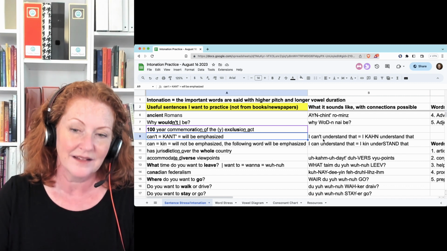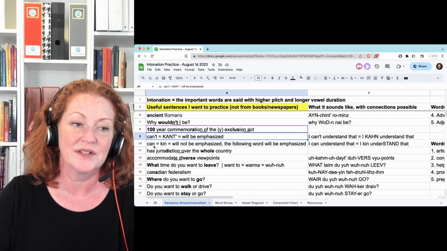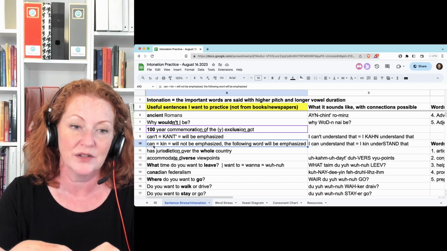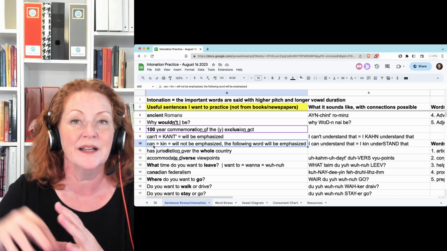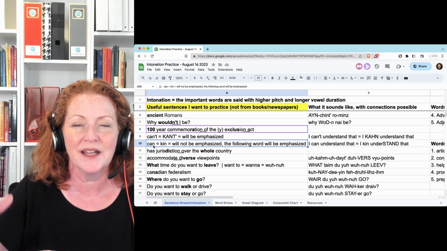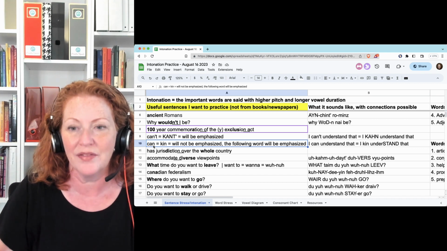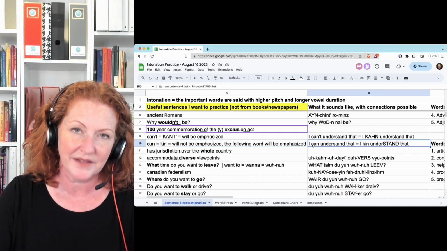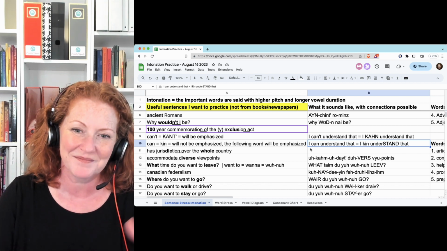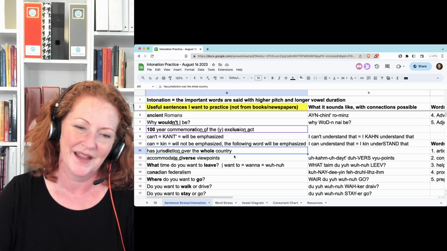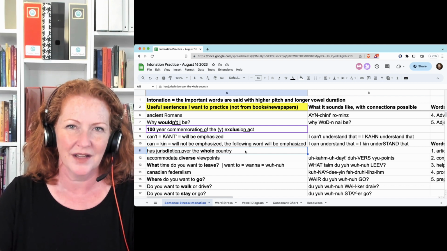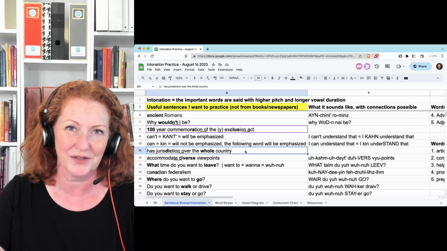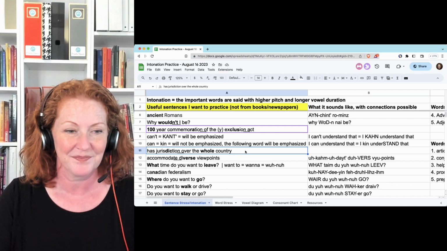I can't understand that. If it's the positive, you won't hear the vowel at all and it will not be emphasized. So it just sounds like can. The next word will be emphasized. I can understand that. So negative, I can't understand that. Positive, I can understand that. Very tiny difference. So if you're confused, just ask again. Did you say you can understand or you can't understand? Use your head and give some extra verbal, nonverbal cues.